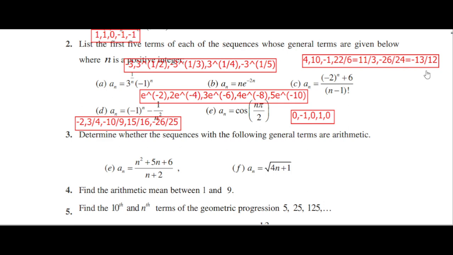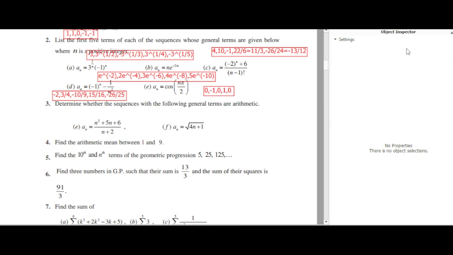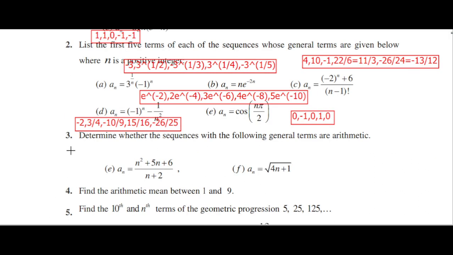So let's list out some terms here. Let's substitute 1 here. When we substitute 1: 1 squared is 1, plus 5 times 1 is 5, 1 plus 5 is 6, plus 6 is 12, over 1 plus 2 is 3. 12 over 3 is 4, the first term, 4.